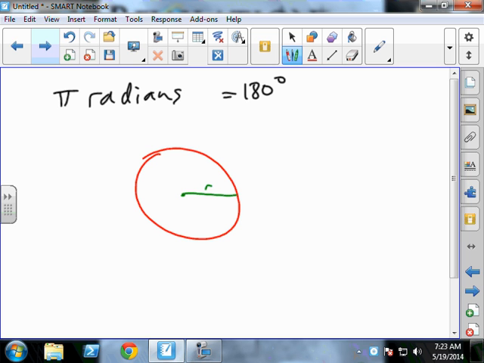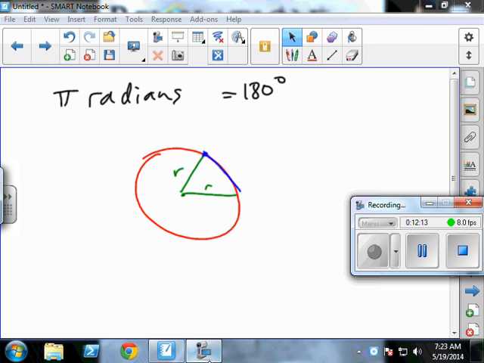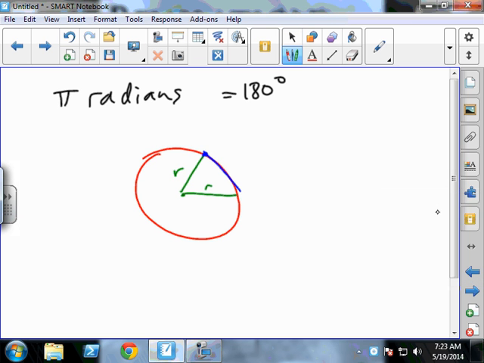If I take a radius that way, a radius is a radius, and a radius that way. And if somehow I could stretch the length of that radius around the circle, if I could make an arc length around that circle the same length as a radius, then whatever the measure of this central angle is, that's what a radian is.